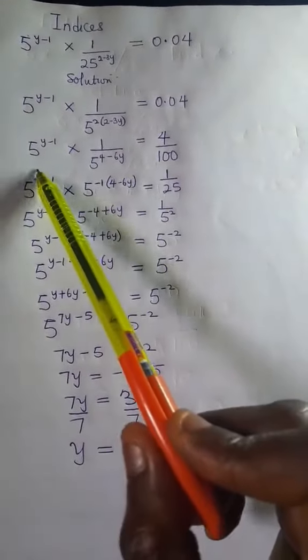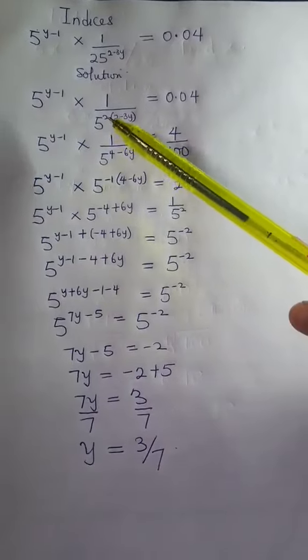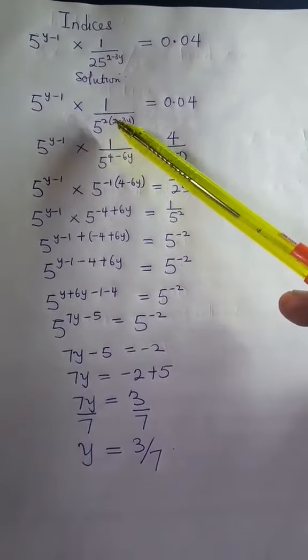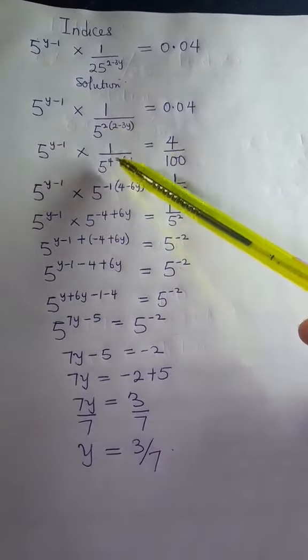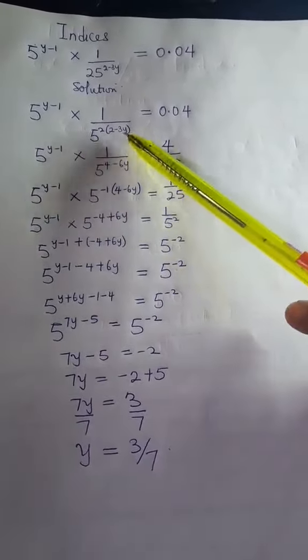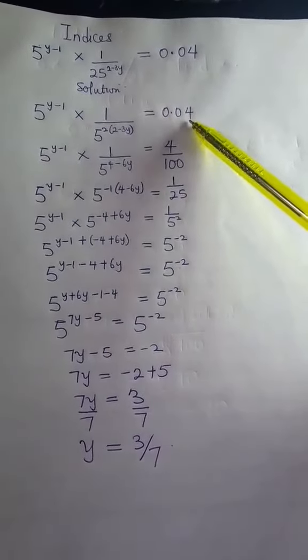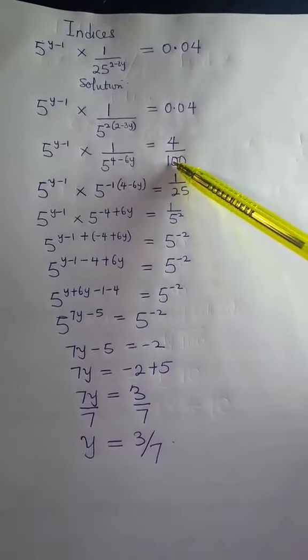Now when you look at this next line, we have 5 raised to power y minus 1. Then you use this 2 to open this bracket. You expand the bracket. 2 times 2 will give me 4, and 2 times minus 3 will give me minus 6. Then the y, you have your y. Though we have to come back to this and write this as a fraction, and this is 4 over 100.